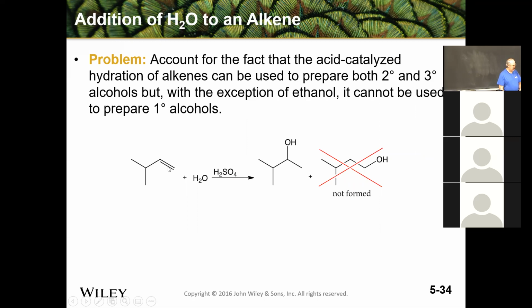Okay, so let's look at this. This is what we would predict. We have 2 hydrogens on carbon number 1, so that gets richer, and OH goes to the other position, and we do not get the other regioisomer.